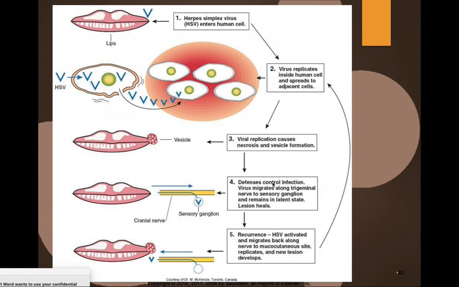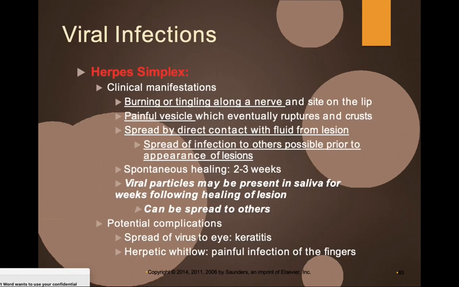Now, at times, the defense can actually control the infection, and the virus migrates along the trigeminal nerve to the sensory ganglia, and it just remains latent in the nerve. The lesion will heal, but it can also reoccur under stress, if you have a cold, if your immune system becomes compromised, malnourished, poor sleep. Then it becomes activated again, and it migrates back along the nerve right back to the lip. It typically feels burny or tingly.